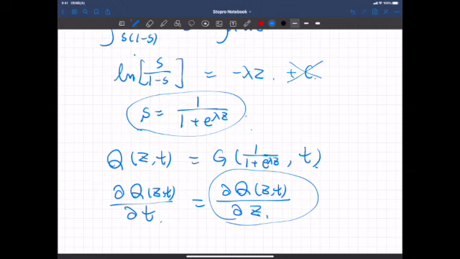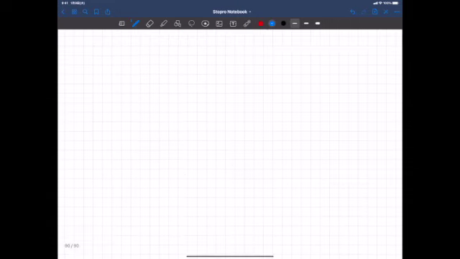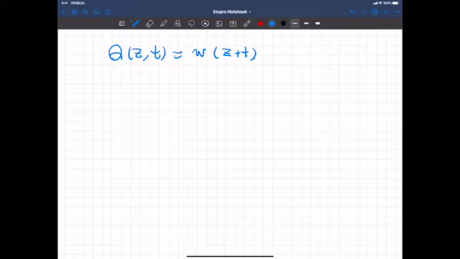Okay, now how can we solve this equation? It is already known that the general solution of this partial differential equation is something like this. Let's see. Q of z, t is equal to some function, some differentiable function w of z plus t. Okay, this w is any differentiable function.